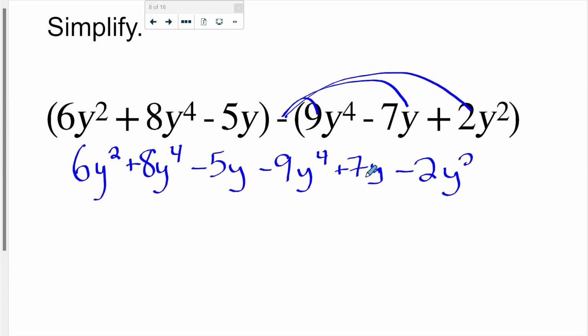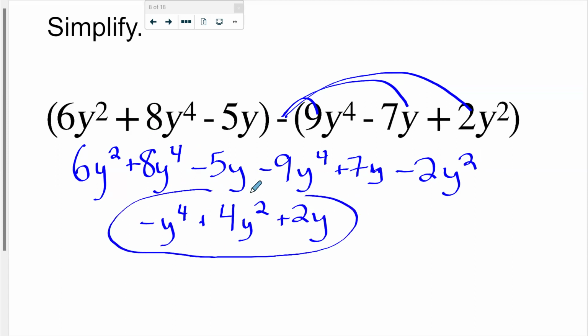And now we're going to go through and combine like terms. We have an 8y to the 4th and a negative 9y to the 4th. So that's going to be a negative 1y to the 4th. We have a 6y squared and a negative 2y squared. That's going to turn into a 4y squared. And then a negative 5y plus 7y is going to turn into a 2y. And then we are done. None of those can be combined together. So that is our answer here.